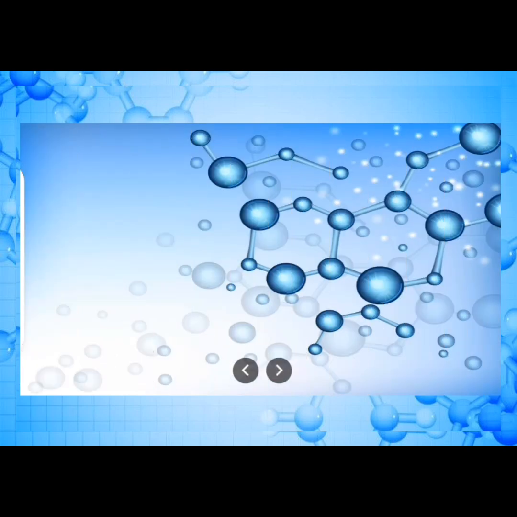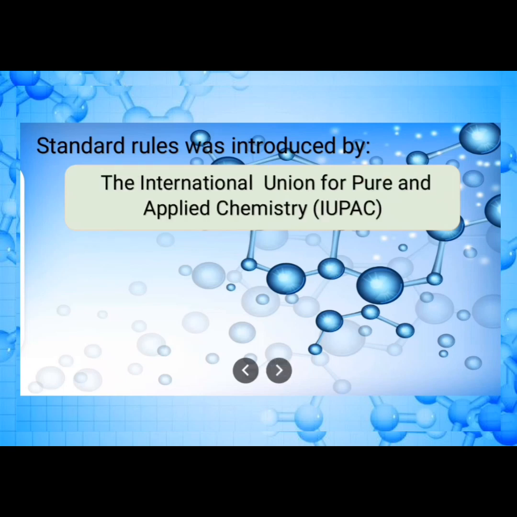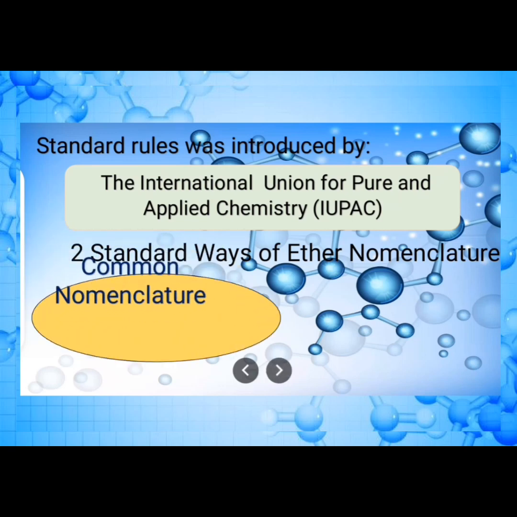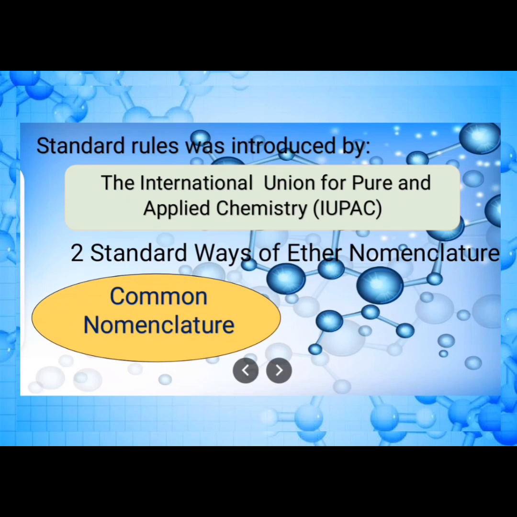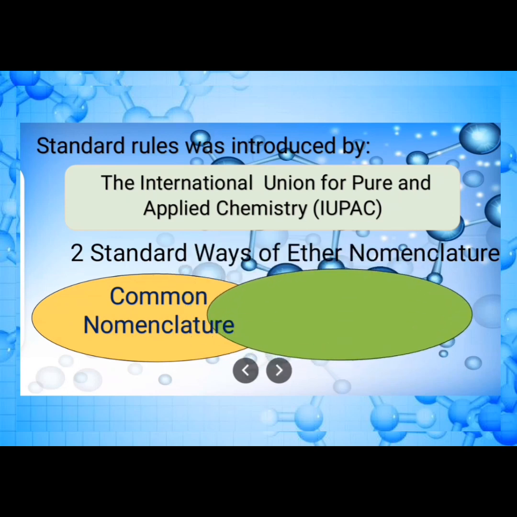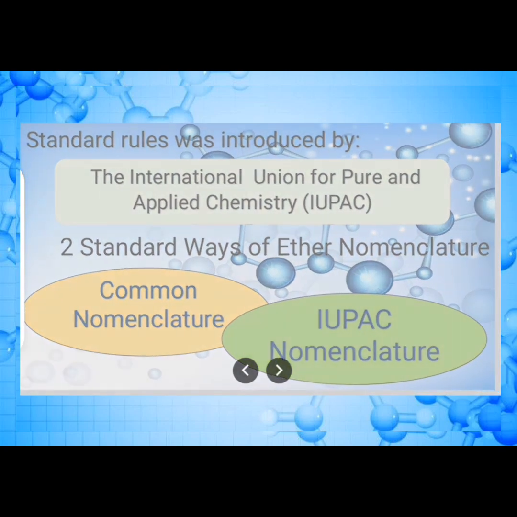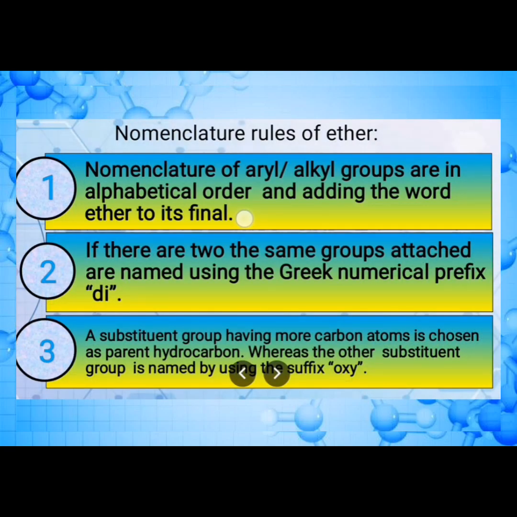Now we will proceed to the next slide, which is about the standard rules introduced by the International Union for Pure and Applied Chemistry, also known as the IUPAC. There are two standard ways of ether nomenclature, or ether naming. The first is the common nomenclature, and the second one is the IUPAC nomenclature. Now let's proceed to the nomenclature rules of ethers.